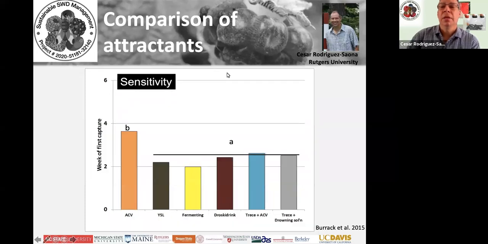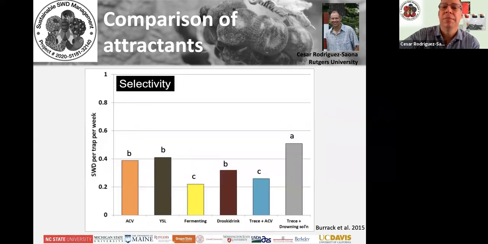Next. When we looked at the sensitivity of these traps, baits and lures, we found that all of the new baits and the new lures capture flies 1 to 2 weeks earlier than apple cider vinegar. However, the attractants that were most effective at capturing flies were also the least selective. The fermenting bait and the Trece lure, over the apple cider vinegar, as you can see, capture more non-targets than the other attractants that we tested.